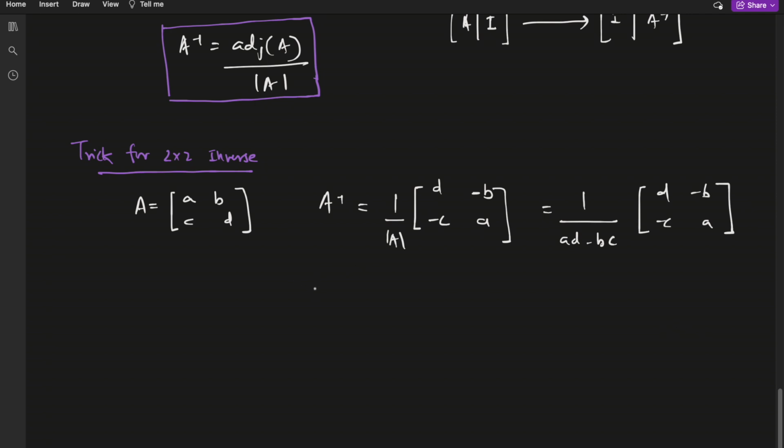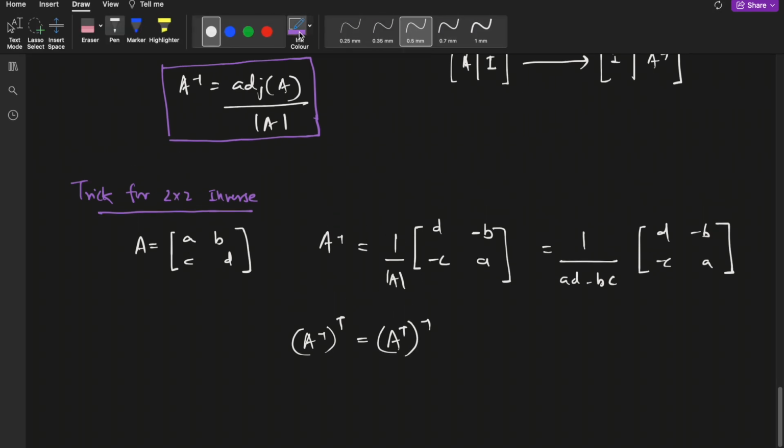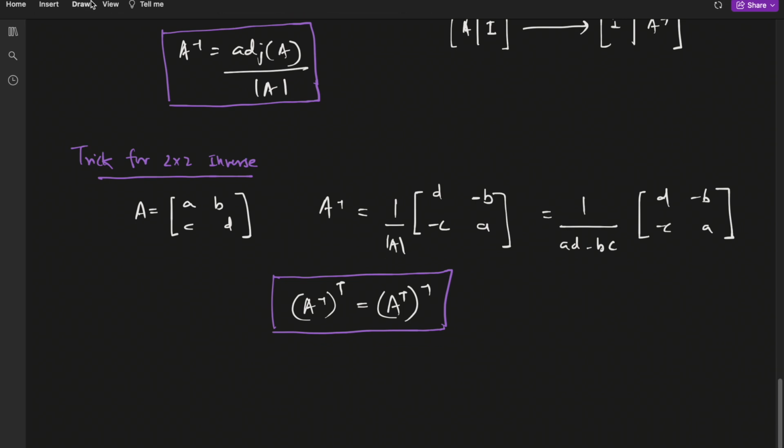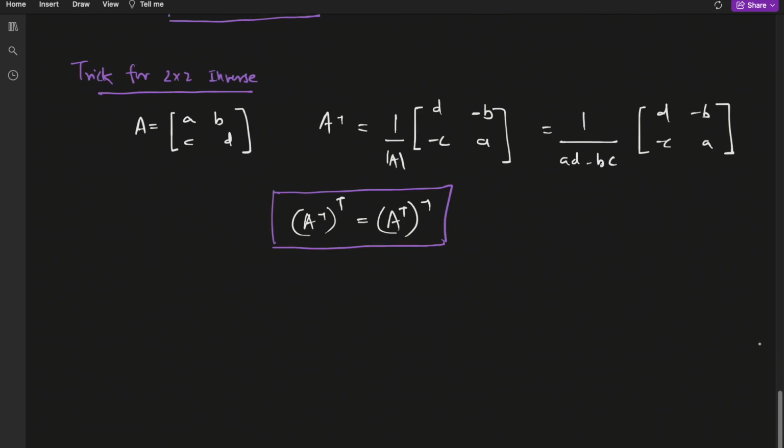Apart from this, there is a property of A inverse also, that the transpose of A inverse is the same as if you take the transpose of the matrix and then take inverse. So this is also an important property from exam point of view, that transpose of A inverse is the same as A transpose inverse.